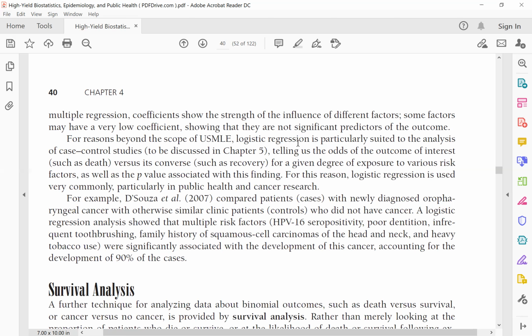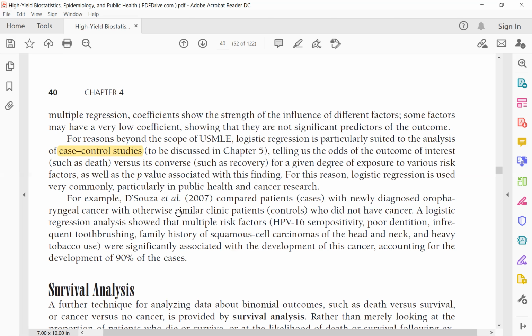So logistic regression is particularly suited to the analysis of case control studies, telling us the odds of the outcome of interest, such as death, versus its converse, such as recovery, for a given degree of exposure to various risk factors, as well as the p-value associated with this finding. For this reason, logistic regression is used very commonly, particularly in public health and cancer research.